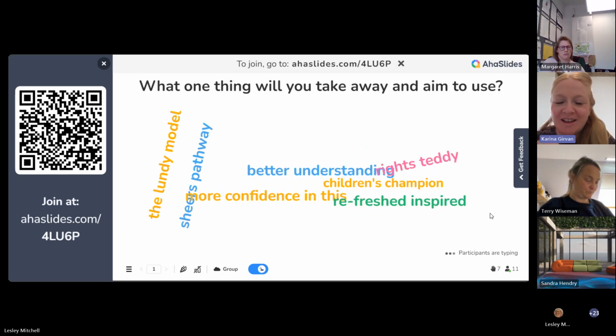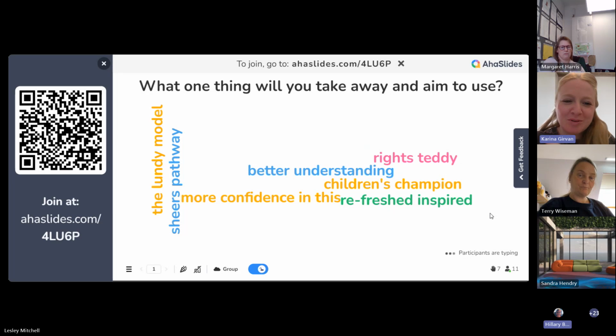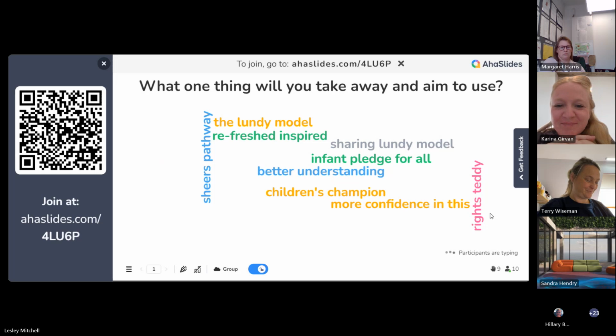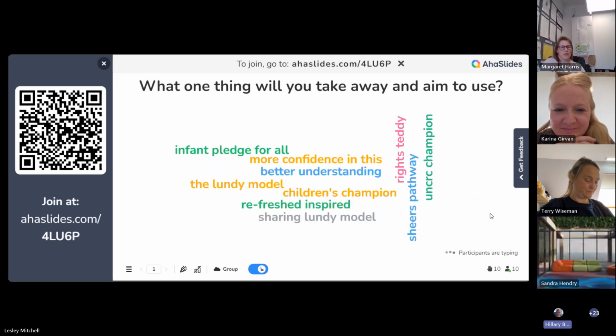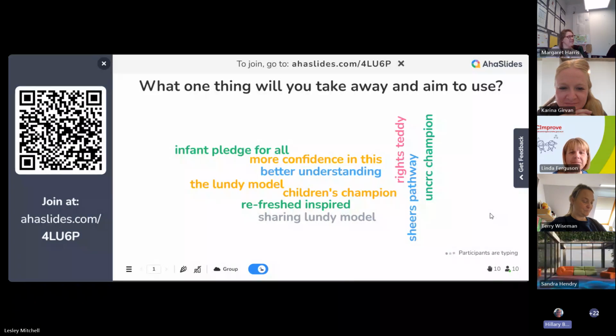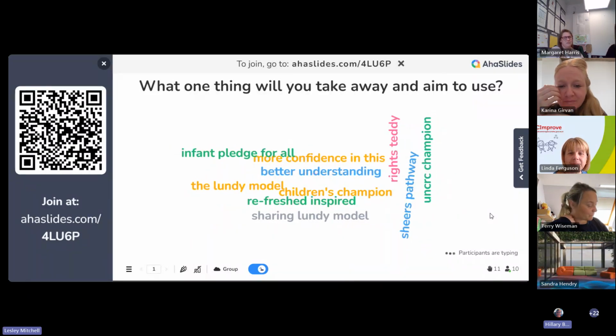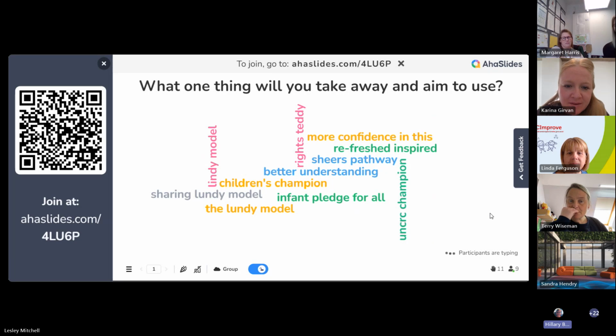Right, steady. I love the first one that I saw was the Lundy model. Made me really happy to see that up there. Sharing Lundy model again, shares pathway, children's champion. More confidence in this. That's a nice one to see. And we talk in the programme, you'll all remember, we talk about understanding the why, and that's how you get people on board. And that's where the confidence comes from, because if you understand why something is needed or a theory behind something, it absolutely gives you the confidence to take it forward. So that's great to hear.